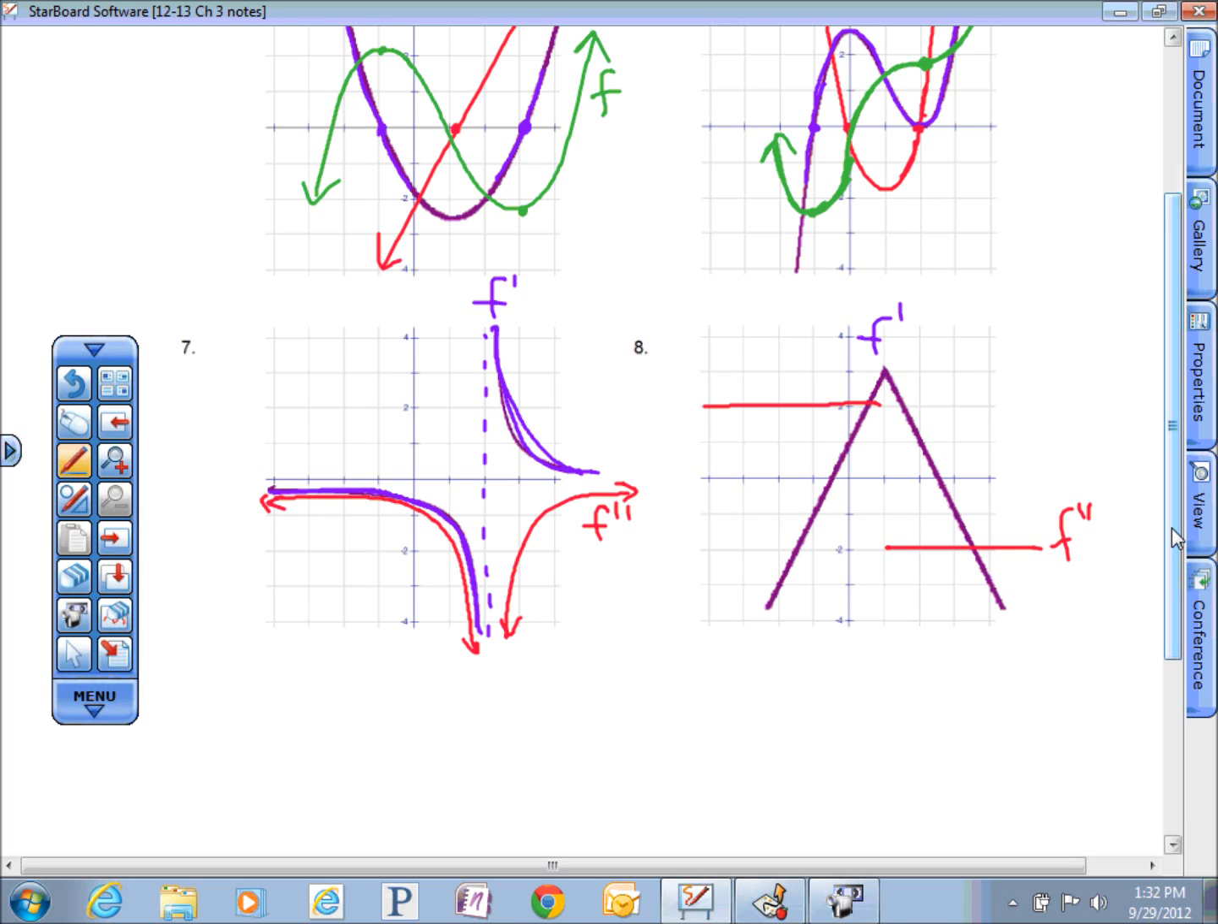If my purple function is my derivative, if that derivative is negative, my function has to be decreasing and it won't exist at x equals 2. My derivative is positive. My function would have to be increasing. And if we're looking at concavity, second derivative is negative, function's concave down. Second derivative is negative, function's concave down. None of these functions exist at x equals 2. And last but not least, number 8, problem number 8.